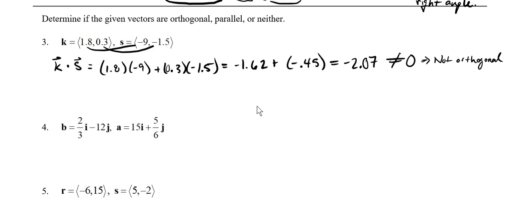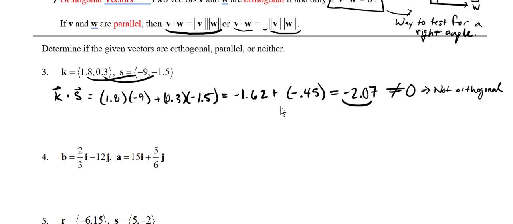So to see if they're parallel, we need to see if the product of their magnitudes, magnitude V, magnitude W, is the positive or negative of the dot product, 2.07 in this case. So we need these magnitudes individually. I'll compute these very quickly. There's other ways to figure out if two vectors are parallel. You can think of one as a scalar multiple of the other. That would be parallel. Maybe you can guess here, but I'm going to compute this out and see what we get.